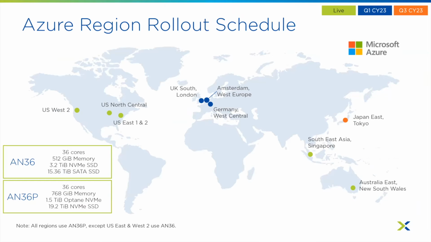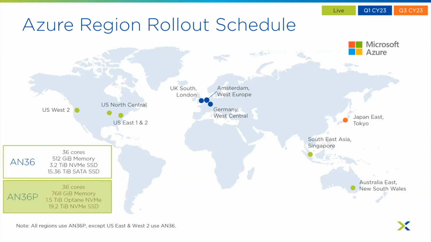Now, what does Azure look like as we click down? I showed you the big map of all three. This is what the map looks like of just Azure. So you see here that we initially launched in the US with US East 1 and 2, US North Central, and US West. Then we expanded out to Asia and Australia, doing Europe, and coming later this year, we'll have Japan East and Tokyo as well. Today, we have two different node types. We have the AN36P and the AN36 node types. Depending on where you deploy will depend on the node type. US East and West 2 are all AN36, but everywhere else is AN36P.